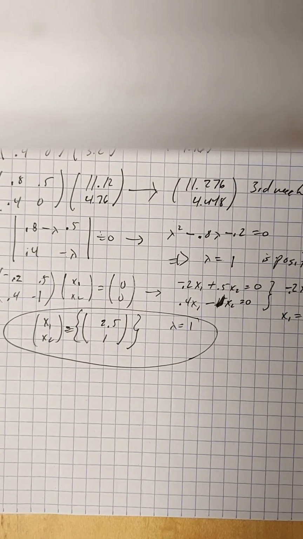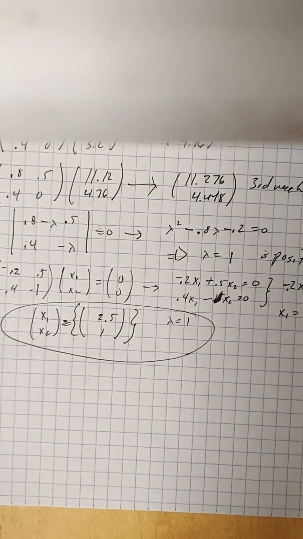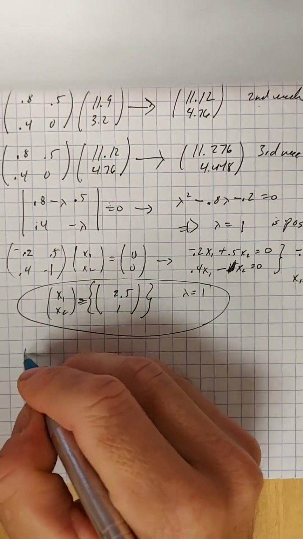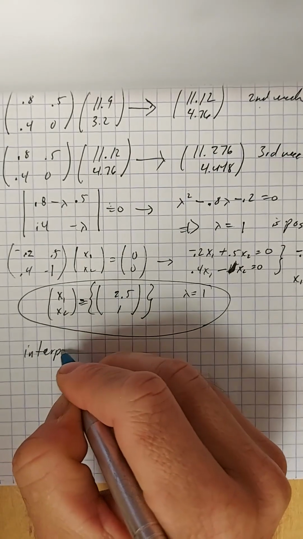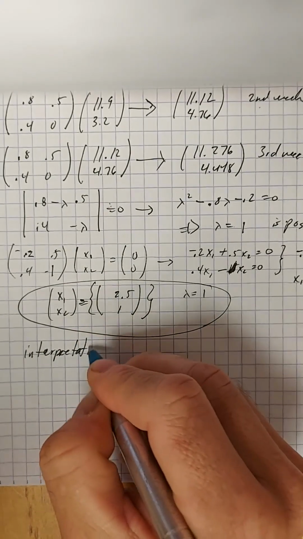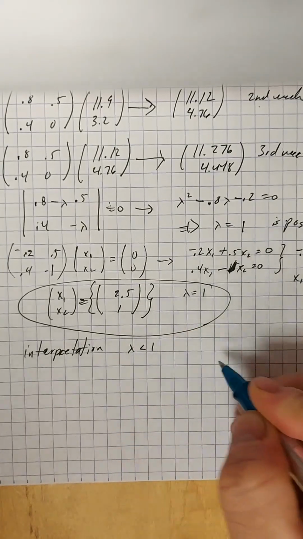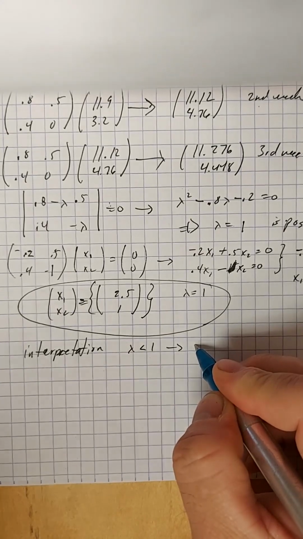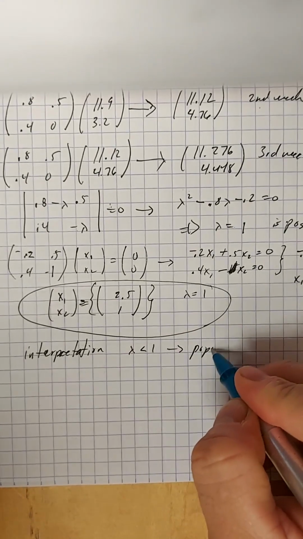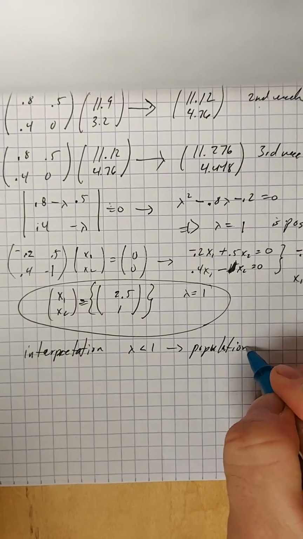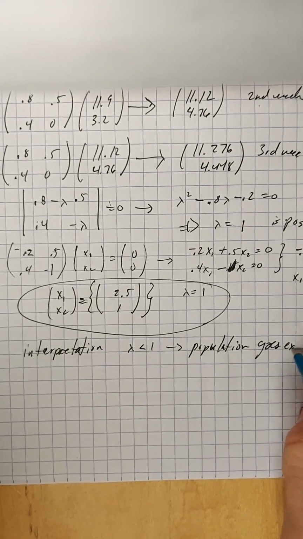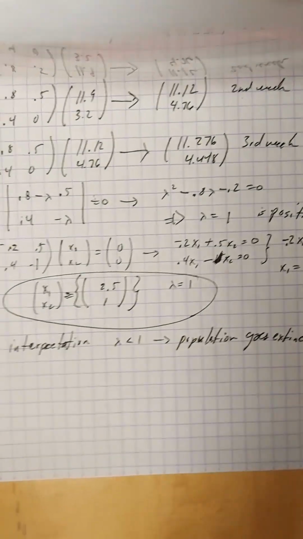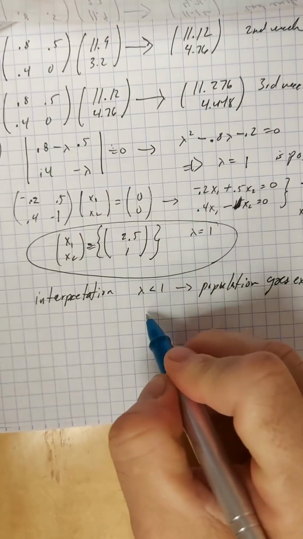Okay, so how do we interpret this given this idea? We saw here when lambda equals 1, the interpretation to consider, if lambda is less than 1, what does that mean? It means that the population is going to go extinct. So when lambda is less than 1, it means the population goes extinct. Okay, the question is do you see why? So that's what lambda less than 1 implies.